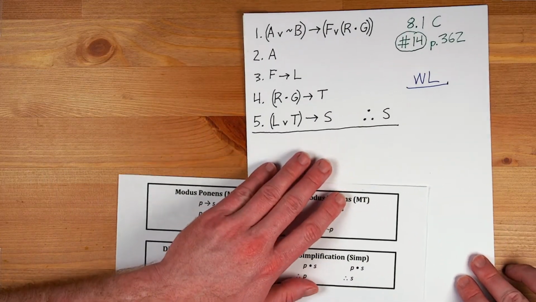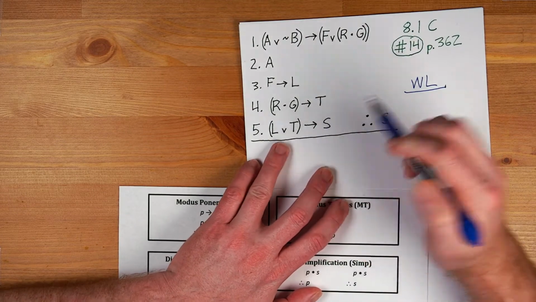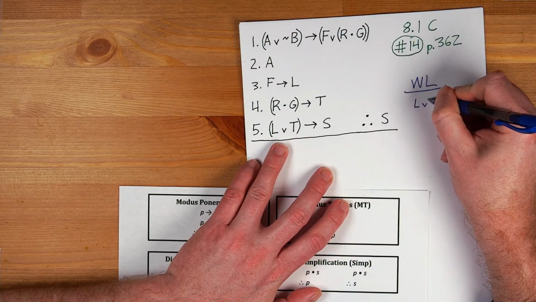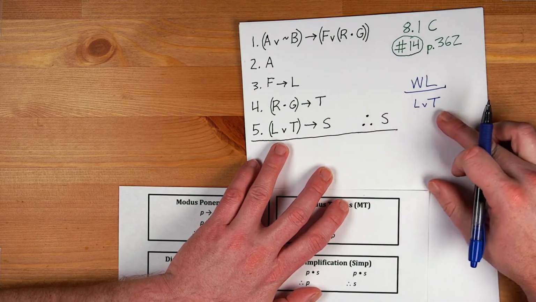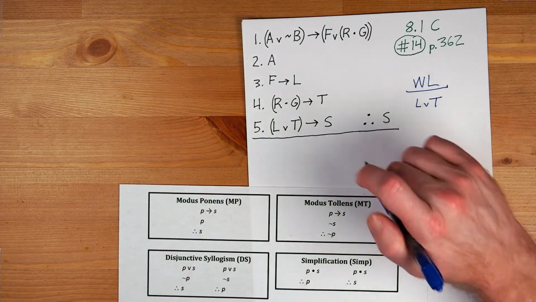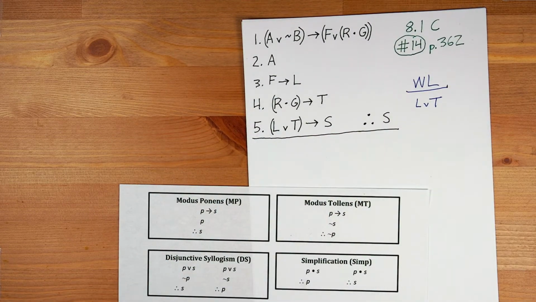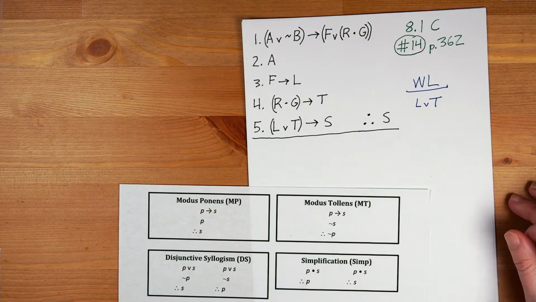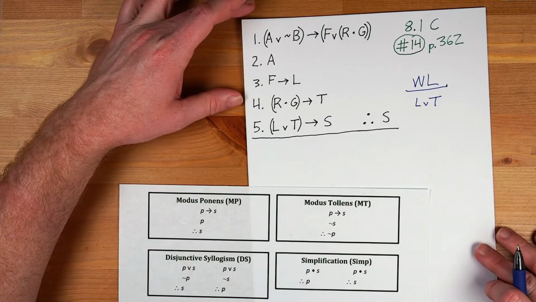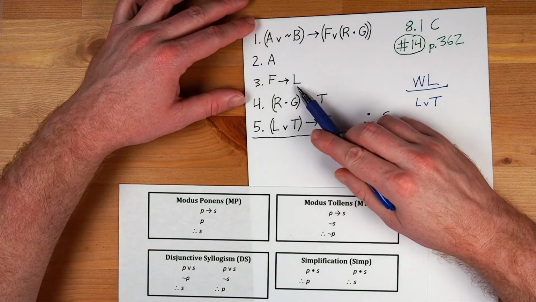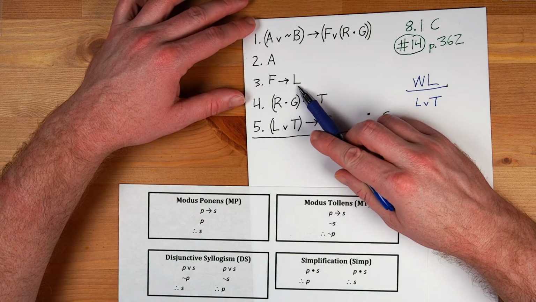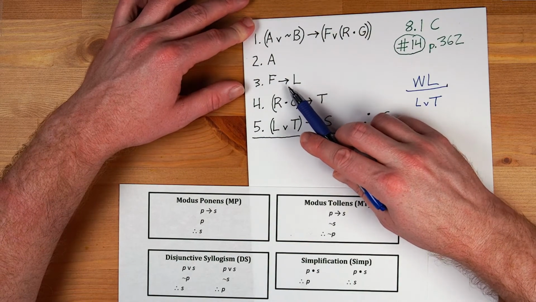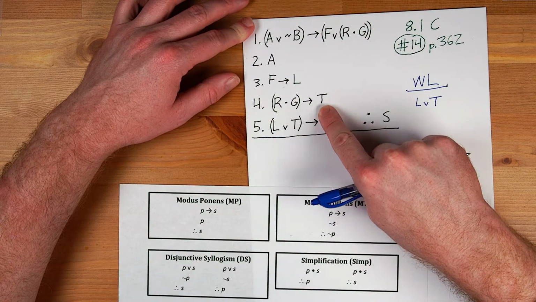If only we had what? If we had L or T. So we wish we had L or T by itself. Then we could do modus ponens with 5. How in the world are we going to get L or T? Well, we see L right there in 3 as the consequent of this conditional. We see T as a consequent.